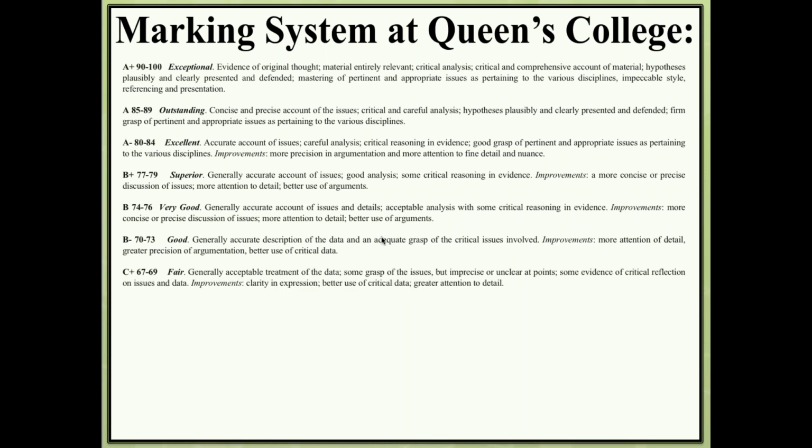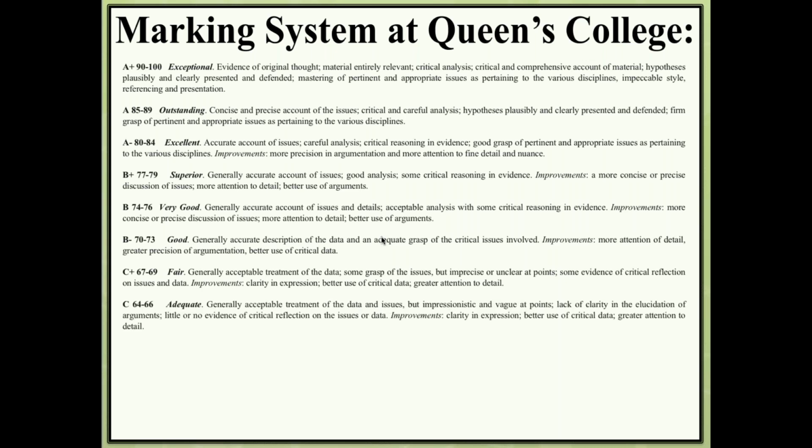B- range, 70 to 73. Good, generally accurate description of graph. The areas for improvement of argumentation and use of critical data. C+ range, 67 to 69, fair work, generally acceptable treatment of the data, some grasp of the issues, but imprecise or unclear at points. Some evidence of critical reflection on issues and data, but improvements would be clarity in expression, better use of critical data, greater attention to detail.